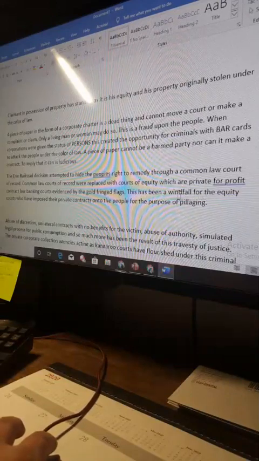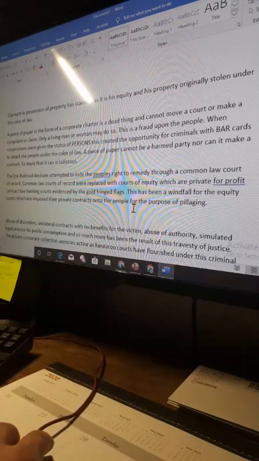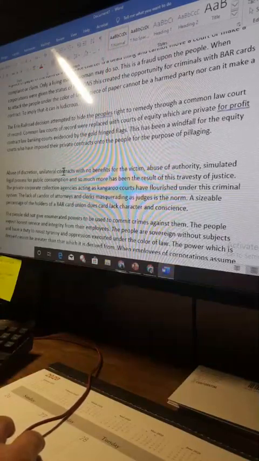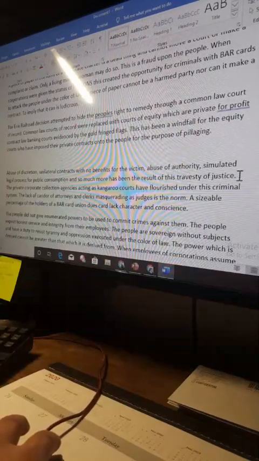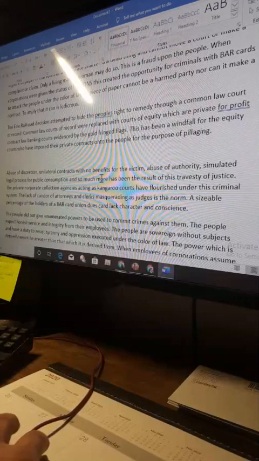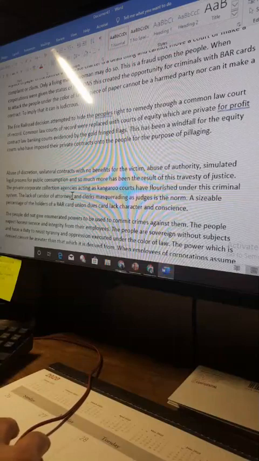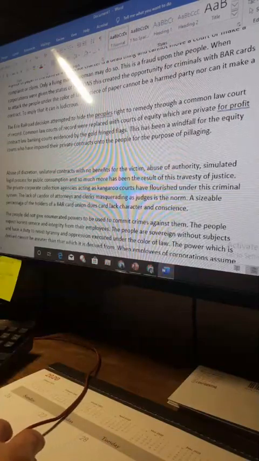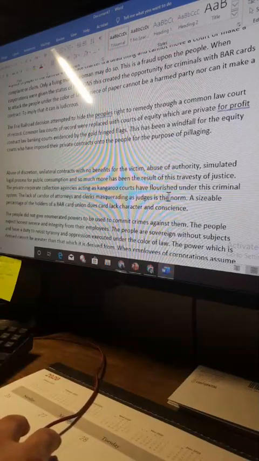This has been a windfall for the equity courts, who have imposed their private contracts onto the people for the purpose of pillaging. Abuse of discretion. Unilateral contracts with no benefits for the victims, abuse of authority, simulated legal process for public consumption, and so much more has been the result of this travesty of justice. The private corporate collection agencies acting as kangaroo courts have flourished under this criminal system. The lack of candor of attorneys and clerks masquerading as judges is the norm.